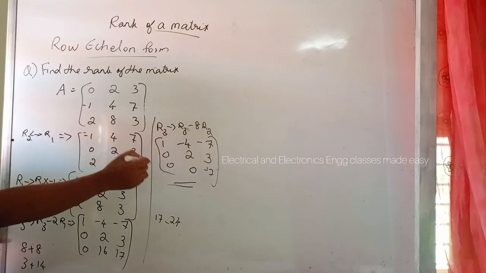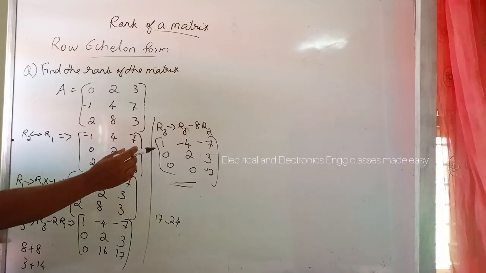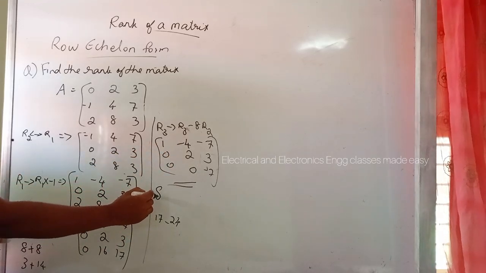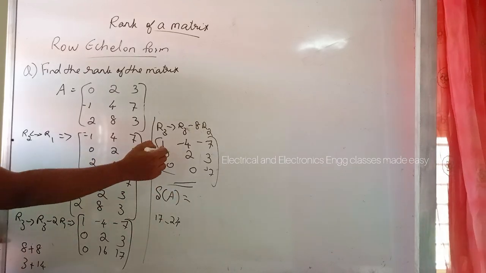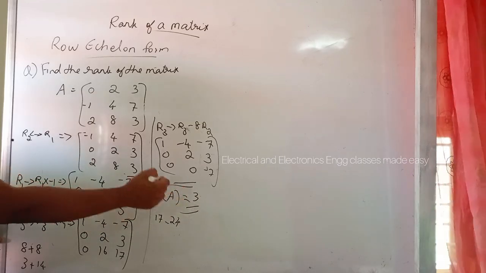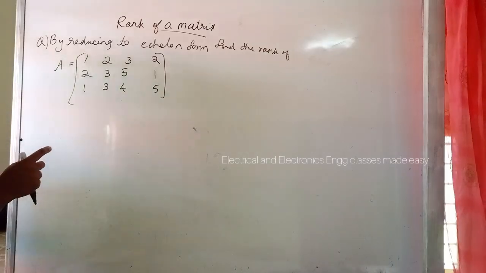How many rows are there with non-zero entries? There are 3 rows with non-zero elements. So the rank of the matrix, denoted by rho of A, is equal to the number of non-zero rows, that is 3. So the rank of this matrix is equal to 3. Let us do another problem.